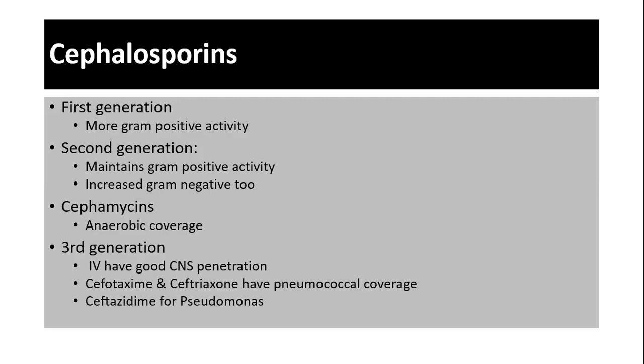Cefamycins have anaerobic coverage. Third generation, like ceftriaxone, cefotaxime and ceftazidime, all have good CNS penetration. That's why they're used in case of meningitis. Cefotaxime and ceftriaxone have pneumococcal coverage, so they're given for both streptococcus-associated pneumonia as well as meningitis. Ceftazidime has pseudomonal coverage. So you need to remember which antibiotics in the cephalosporin group have pseudomonal coverage. If you are going to treat a pseudomonas infection, choose ceftazidime, not ceftriaxone.